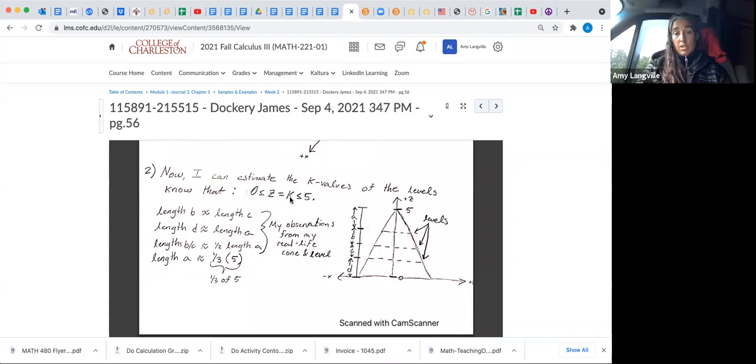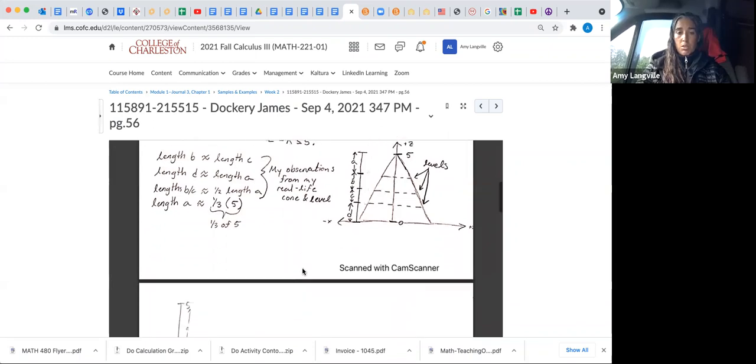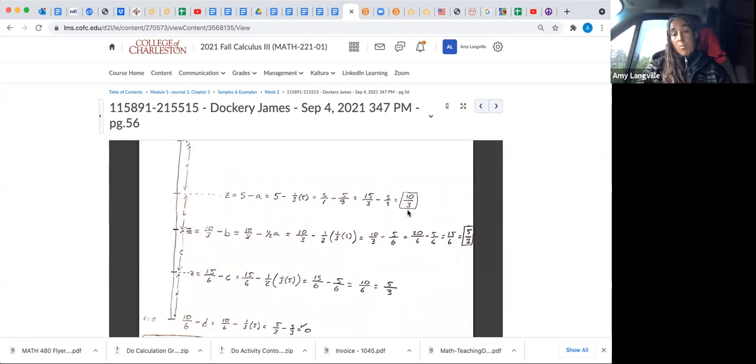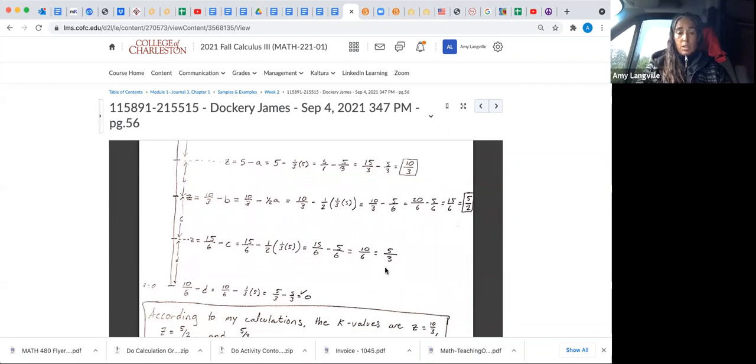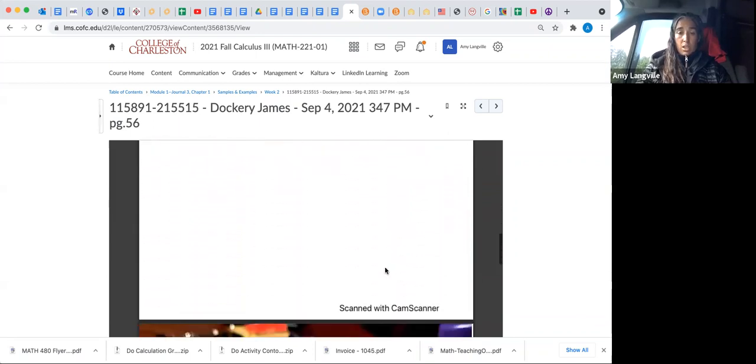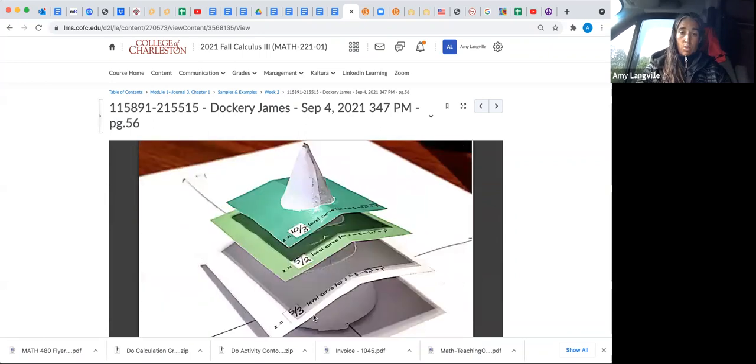And then he starts trying to estimate. Those other values have to be between 0 and 5. Again, this was the mistake some people made, right? These other z equals k values have to range between 0 and 5. He gives an estimate for what he thinks they might be, like 10/3, about 3.3, 2.5, and he thinks the other ones may be around 1.6. Those are his estimations, and then he shows the picture here.